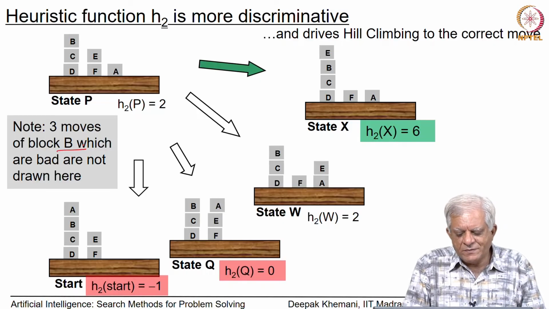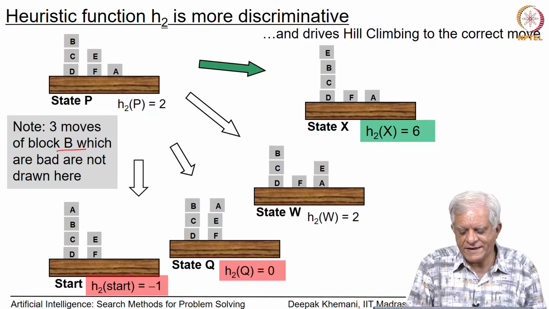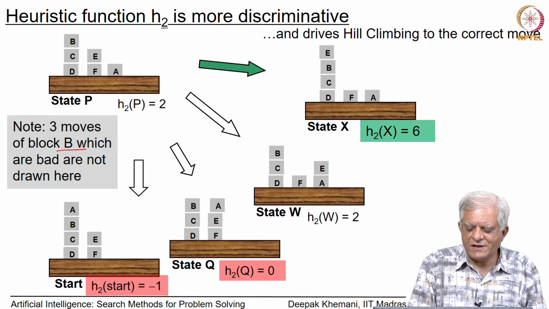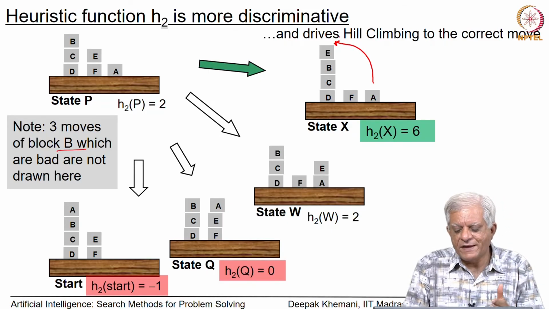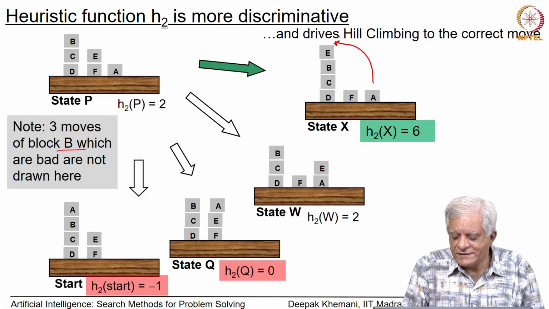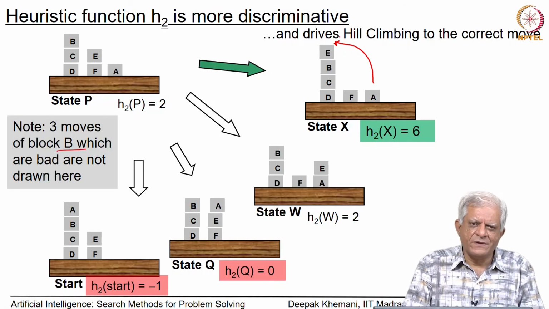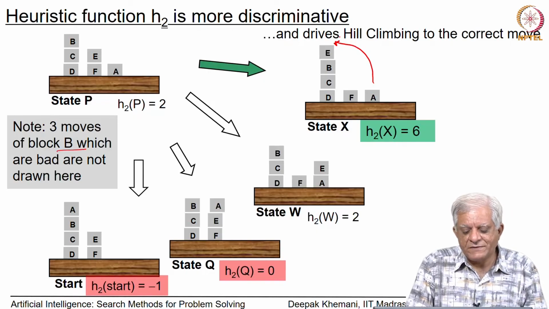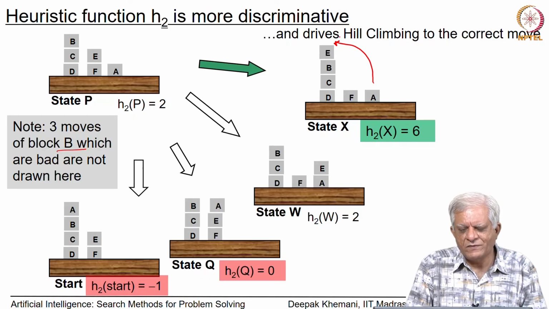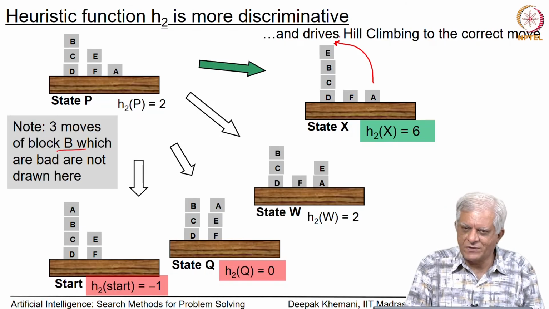So, clearly the algorithm will move to state X, and as you can imagine, all that remains to be done from this state is to pick up this block A and put it on top of block E, and then you would have solved the goal. And indeed, in the next round this algorithm would have found the goal state. So, we saw two versions of the heuristic function. One version drove the algorithm to the goal state, this is the second heuristic function, and the first heuristic function got stuck at a local maxima.